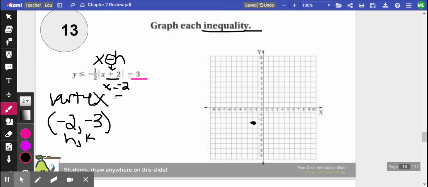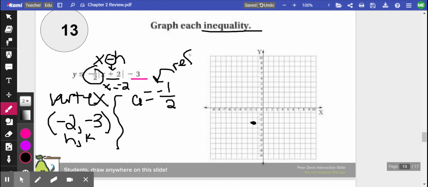The next step that you're doing is identifying your factor. My A in front of this x, or the x absolute value, is -1/2. This negative tells me that it's reflecting across the x-axis, and this 1/2 means it's compressing. It's getting flatter, wider than a slope of 1 would be.